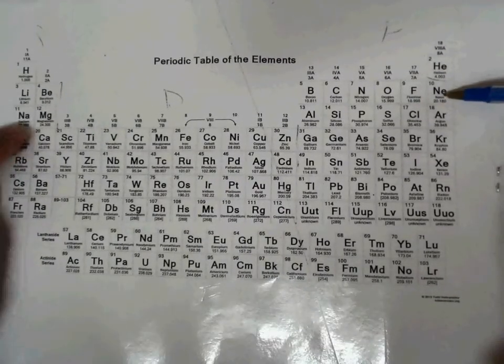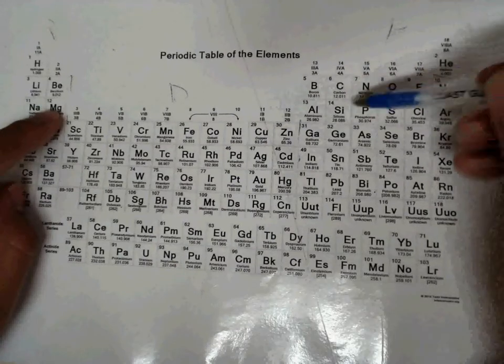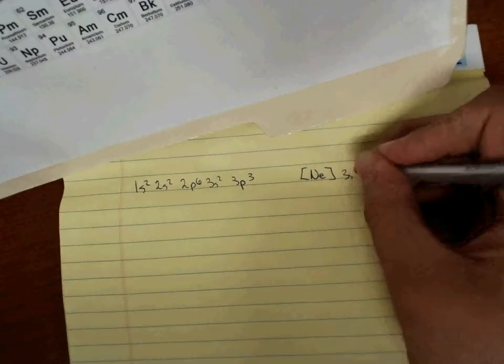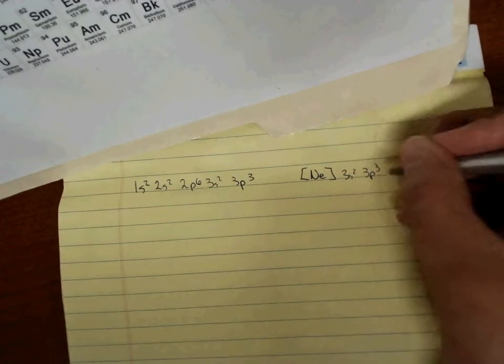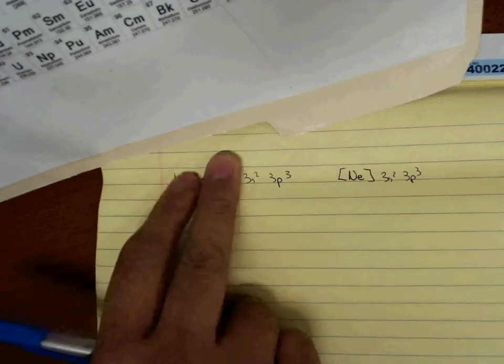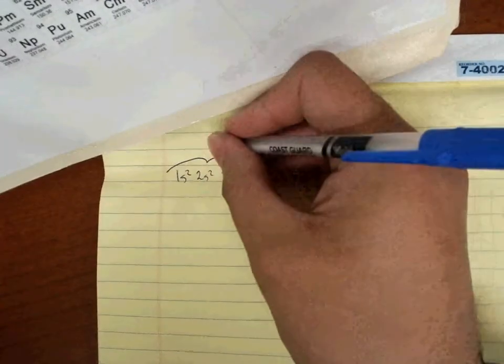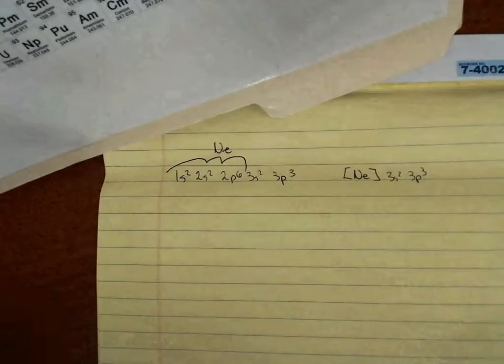So then I have neon here, then I have 1, 2, 3, 3s2, 3p1, 2, 3. So I'd have 3s2, 3p3. And if you notice, the noble gas configuration and the electron configuration are the same thing, because this is the configuration for neon.